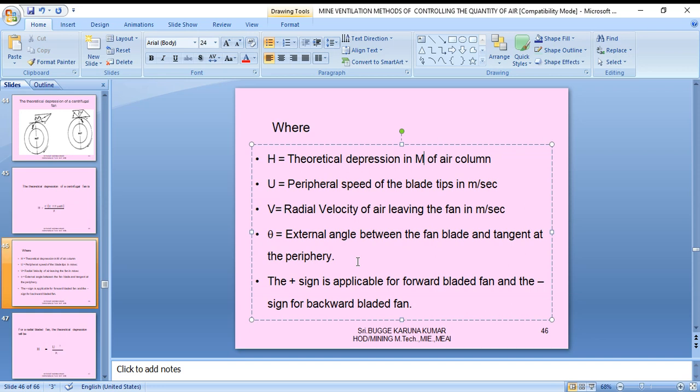Theta is the external angle between the fan blades and the tangent at the periphery. The plus sign is applicable for the forward bladed fan, and the minus sign for the backward bladed fan. So if you take the forward blades, take plus, and if you take the backward blades, take minus. Please note this nomenclature to avoid any confusion.